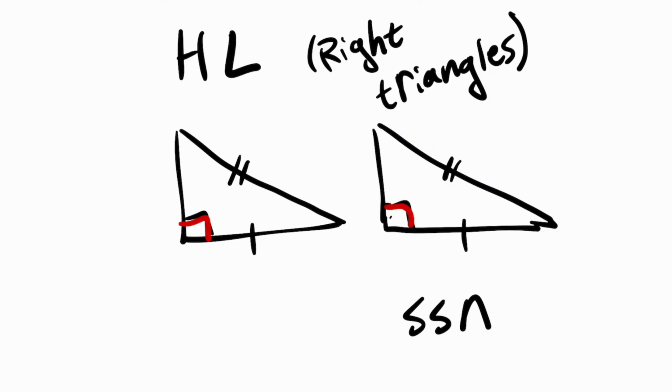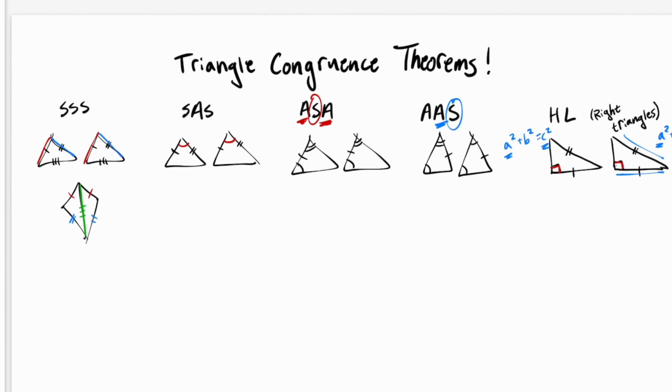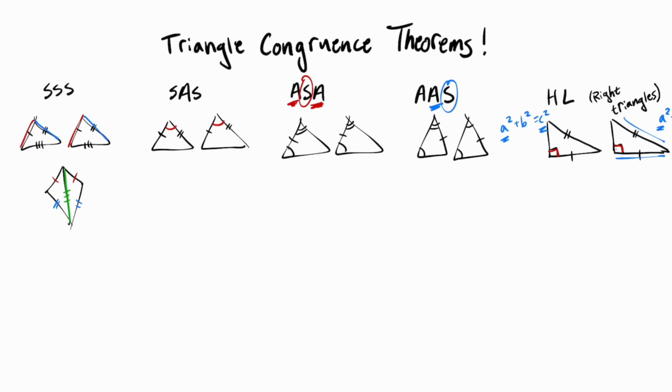In a way, it's like side angle, which does not usually work to prove triangles are congruent, unless it's this special case where you're talking about right triangles. So those are all of the triangle congruence theorems that do work to prove that triangles are congruent. Now we'll talk about some that do not work.